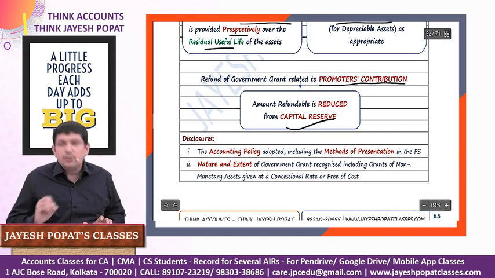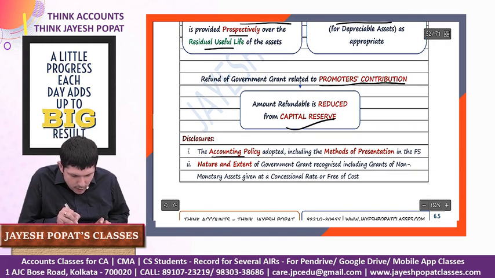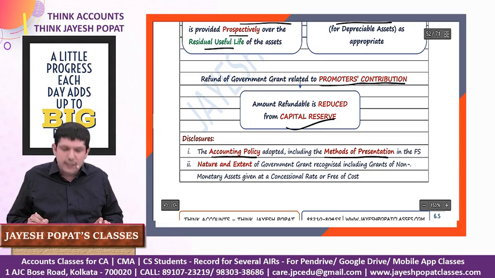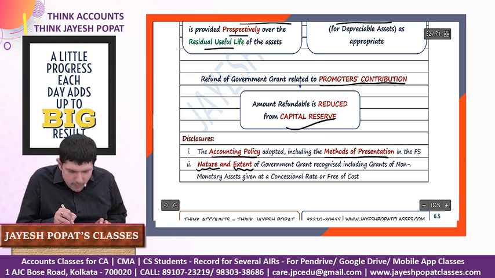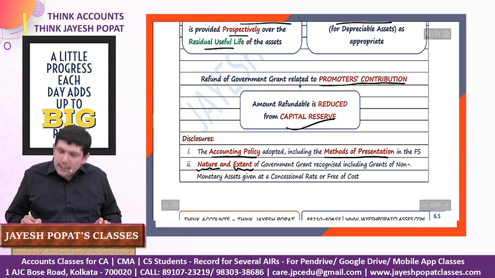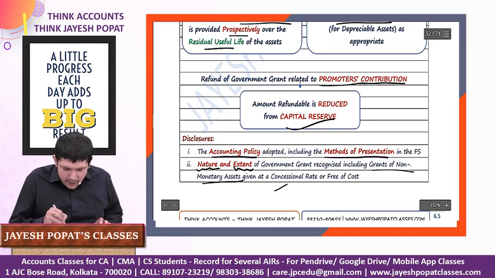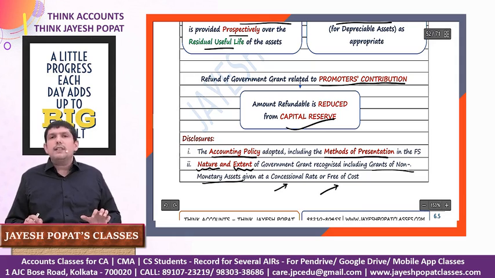Now, what disclosures do we need to make? We need to disclose the accounting policy in relation to government grant and the method of presentation of government grant in the financial statement, the nature and the amount of government grant recognized in the financial statement, including grants of non-monetary assets, either given at concessional cost or at free of cost.